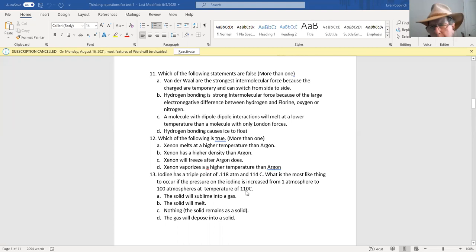You just have to realize that unless we're dealing with water, if you are below the temperature and above the pressure, you're in the solid area. If what I'm doing is just increasing the pressure, then I am staying a solid. What happens if I keep the pressure at one atmosphere and decrease the temperature? Same thing. I'm in the solid quadrant. I am only decreasing the temperature, so it's going to stay a solid.